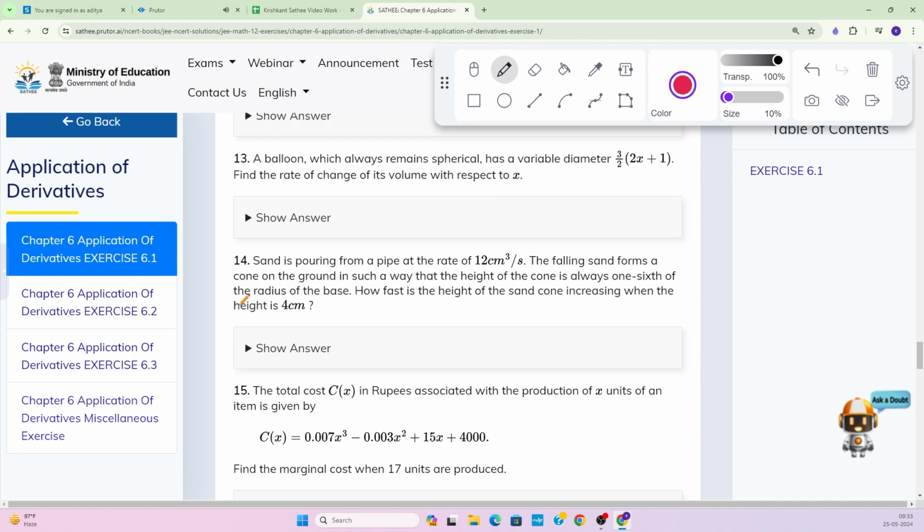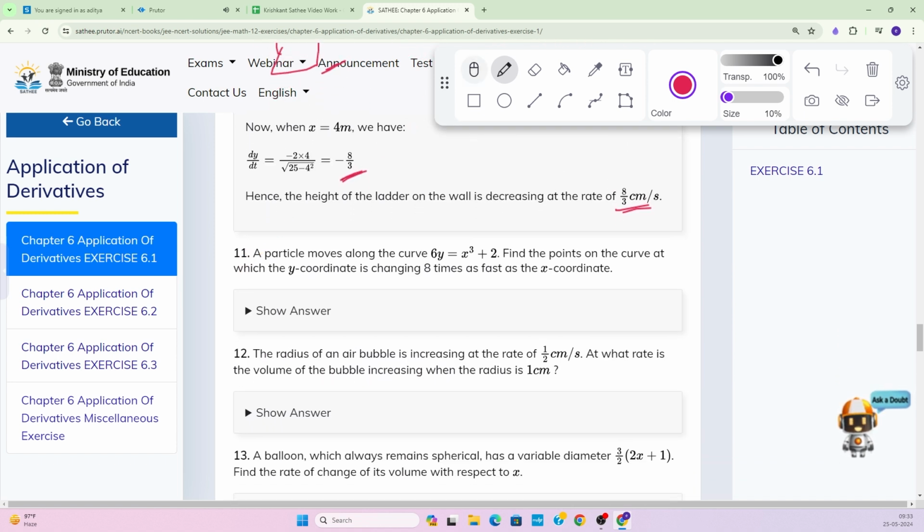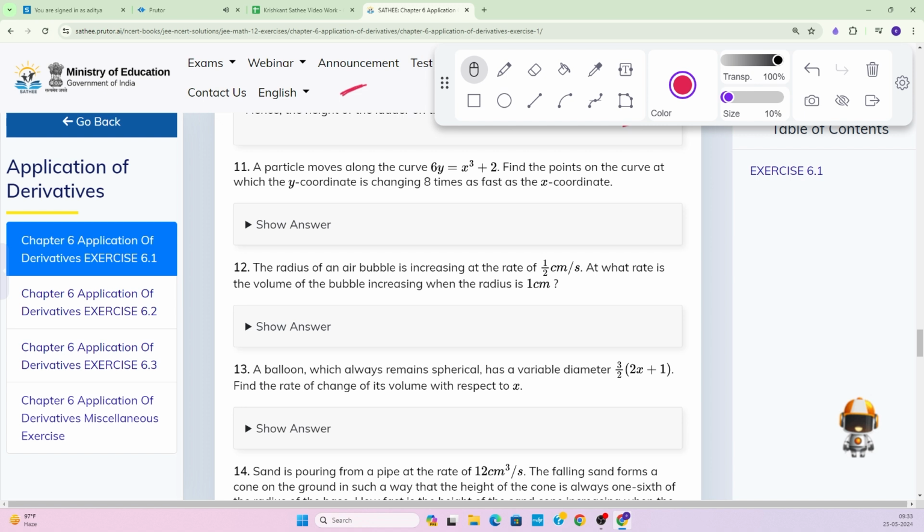Okay, next problem, problem number 11. A particle moves along the curve 6y is equal to x cube plus 2. You have to find the points on the curve at which the y coordinate is changing 8 times as fast as the x coordinate. Okay, clear?